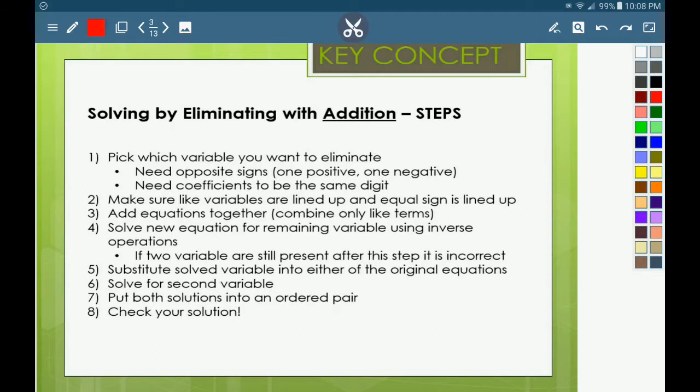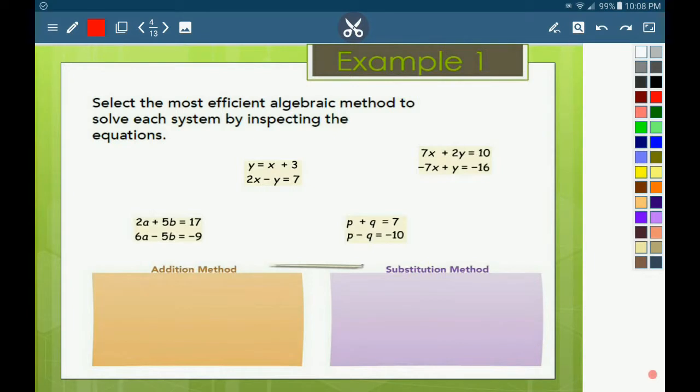Again, I've listed out a set of steps for you to reference. I'm not just going to read these to you and have you sit there bored because I'm reading off of a slide. I'm going to reference this list as I'm going through each example. So let's take a look at the first example.